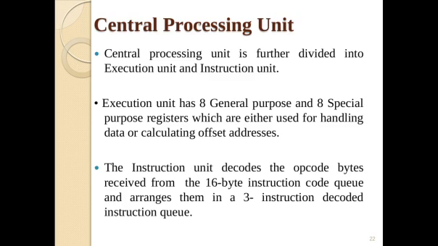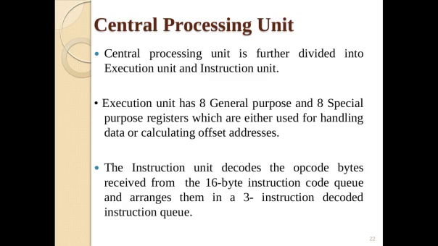The central processing unit is further divided into the execution unit and instruction unit. The execution unit has 8 general purpose registers, which will be used during execution and are used for storing or transmitting data from one location to another. There are 8 special purpose registers which are either used for handling data or calculating offset addresses.